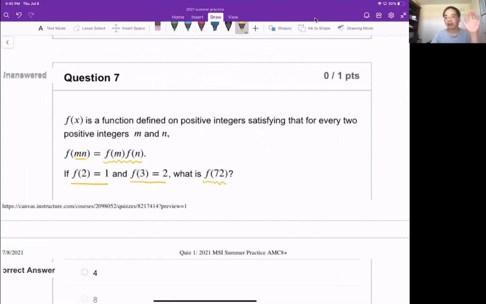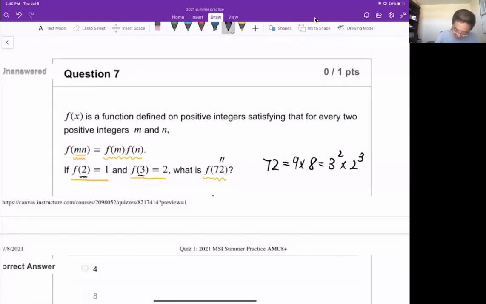Now, clearly, because we can decompose the value of f in terms of the product of inputs, what we should do is write 72 as the product of the given numbers 2 and 3, because we know the value of f at 2 and 3. We know 72 is 9 times 8, that is 3 squared times 2 to the 3, right? So that's how we write it out.